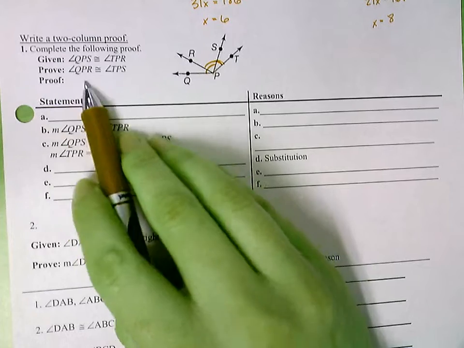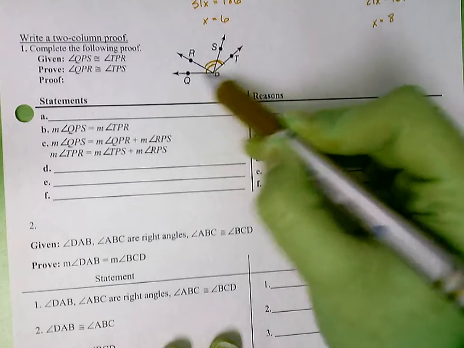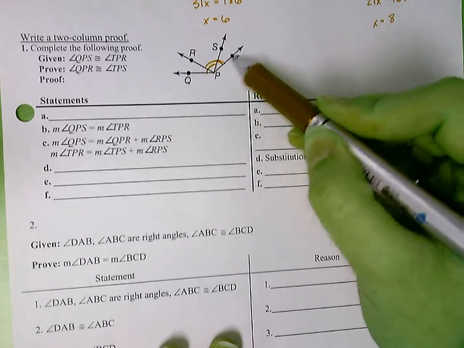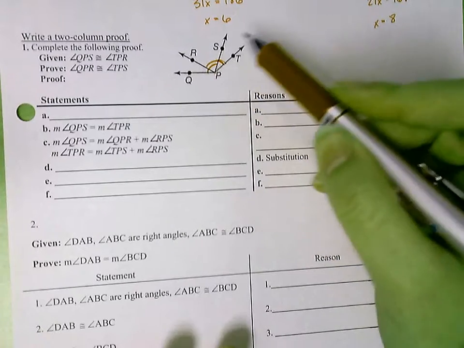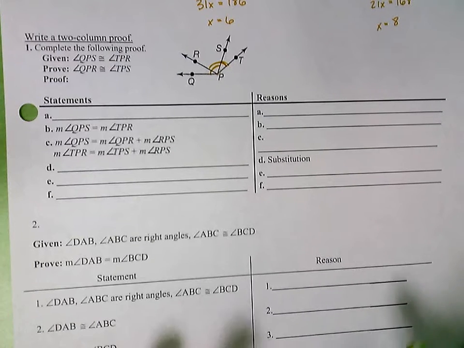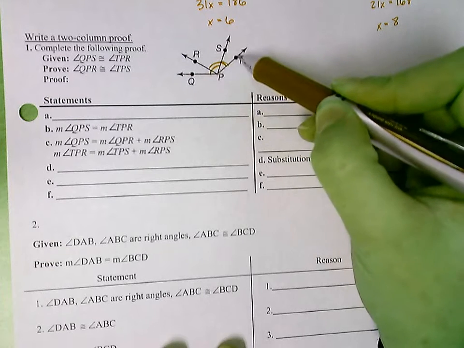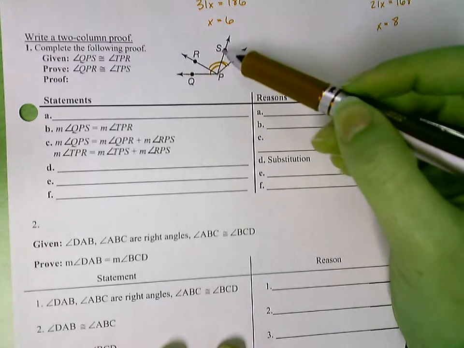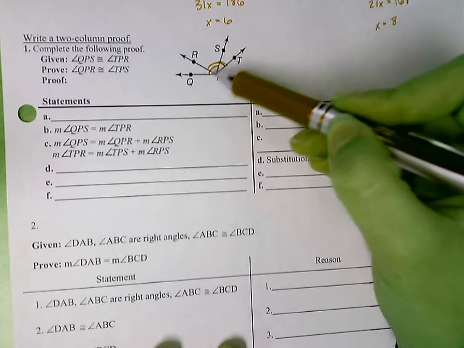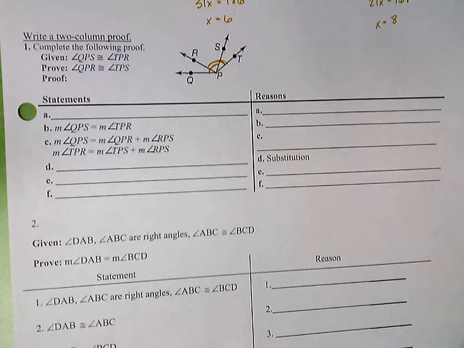Now we need to prove that angle QPR, this one right here, the smaller angle, is congruent to angle TPS, this angle right here. Thinking about your proof, I have these two larger angles congruent. Those two larger angles share this angle here, so I might be able to subtract that angle out somehow to get those two congruent. Make sure you're thinking about how you labeled your picture to help you go through your proof.